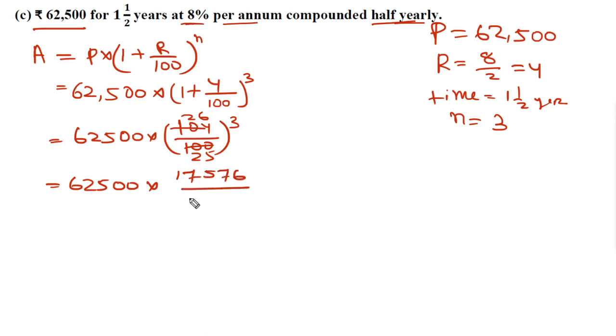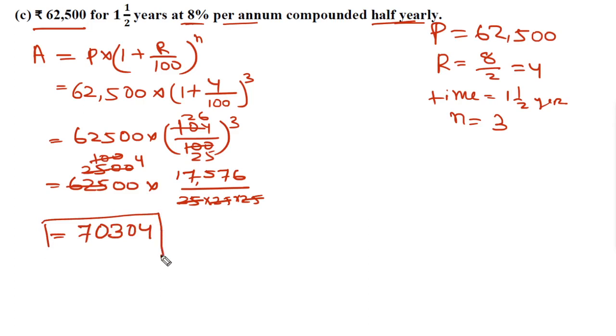26 cube is 17576, divided by 25 into 25 into 25. Now you can cancel 125 here. It will be 25. 25 square is 625. So it will be 200 here. Again 125, then it will be 100 here. Again 125, it will be 4. Now you have to multiply 4 with 17,576. So it will be equal to 70304. So this is the amount for 1 whole 1 by 2 years.